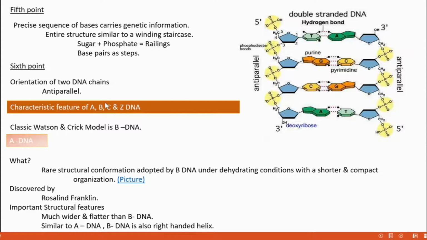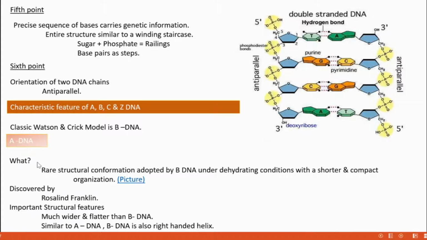That is variant forms of DNA. B-DNA, regarding B-DNA, I already explained to you. Here in this section, I am going to explain to you only about A-DNA, C-DNA and Z-DNA. So that's why it is written here. The classic Watson and Crick model is B-DNA. It's already finished. Then we are moving to A-DNA.